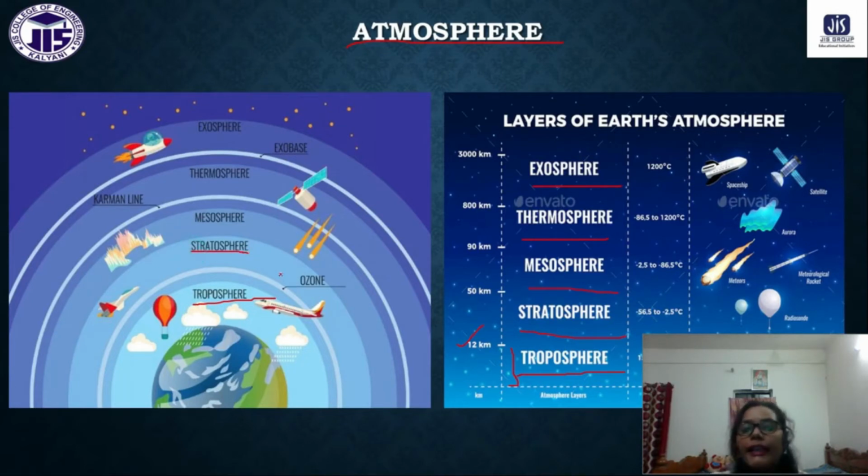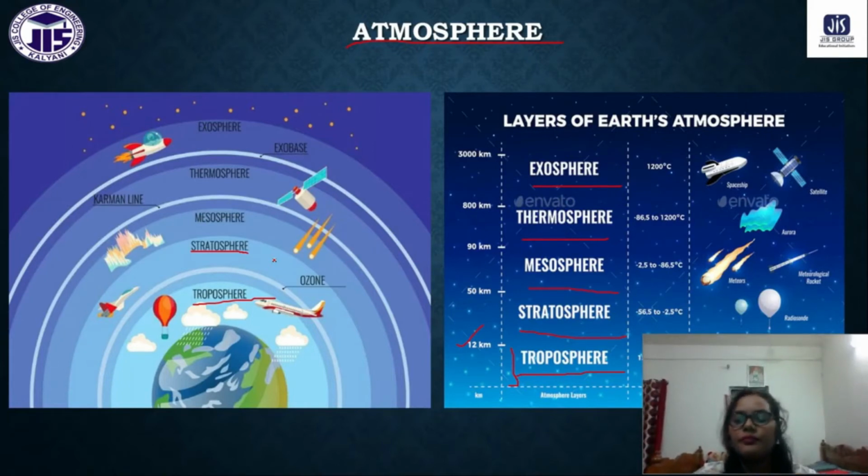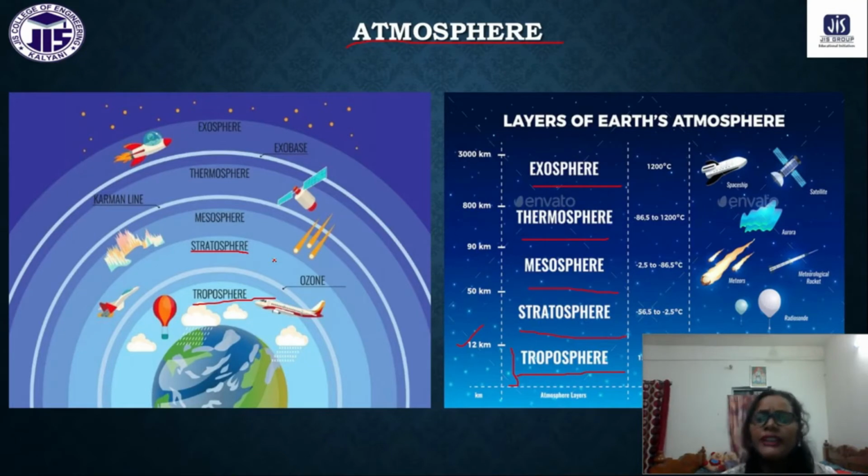Stratosphere is mainly made of the ozone layer. So what is the importance of this stratosphere? Generally, what will happen, from the solar energy we are getting so many radiations. Okay, the UV radiations, infrared radiations, which are very harmful for us. Okay, for our skin, for us, for any type of living system.